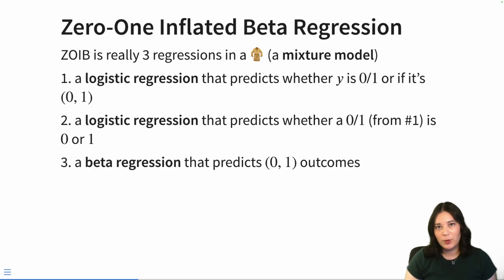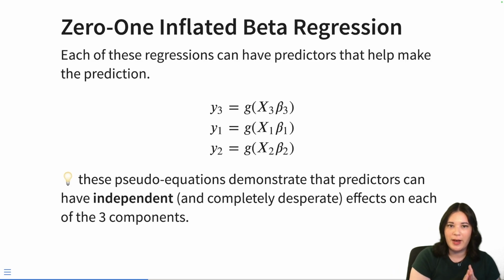Then, for data that we've decided is extreme, so it's either a 0 or a 1, we have a second logistic regression that decides whether it's a 0 or a 1. Lastly, for those values that we predicted are actually between 0 and 1, we run a very typical beta regression that predicts those outcomes between 0 and 1. So essentially, we have these 3 regression models that we're fitting.